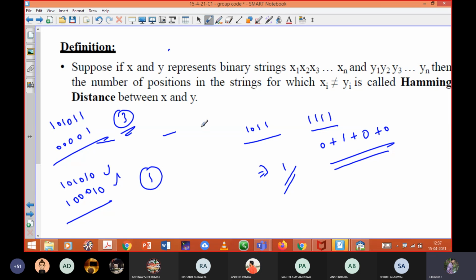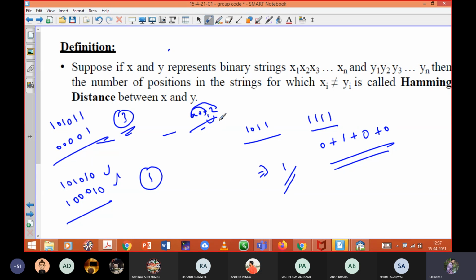Sometimes they can ask between three numbers also, x, y, z. That time you need to apply the process: Hamming distance between x and y, between x and z, and then between y and z. That means with respect to every pair, whichever is the least one will be the correct answer. Can you get it? That example also will be provided in the next class.